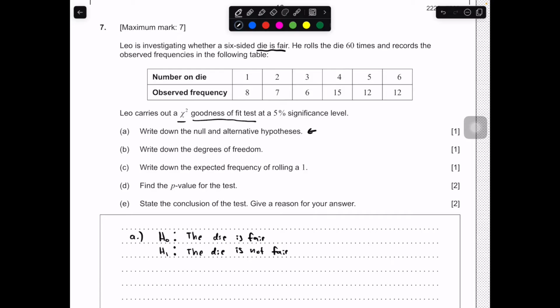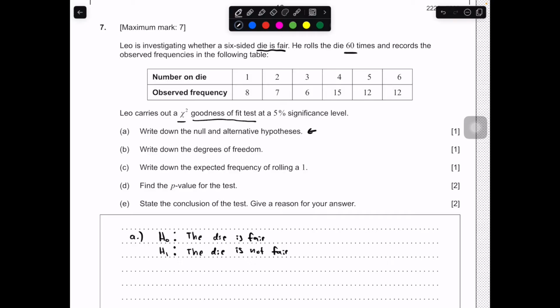So what Leo is doing is he's rolling this die. He's not sure whether it's a fair die or not, whether it might be weighted. So he rolls it 60 times, and he has the observations from these 60 trials. And he wants to say, okay, does this distribution match what we might expect? And there are two options. Either the die is fair or the die is not fair.